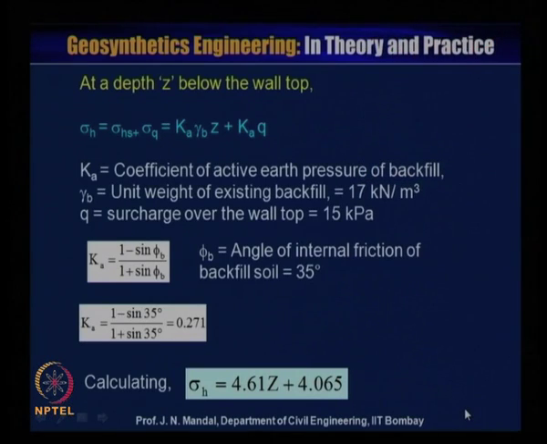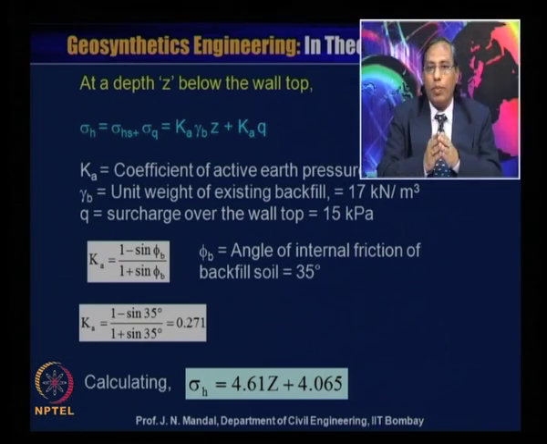Now at any depth Z below the wall top, you can calculate. That means sigma H is equal to sigma Hs plus sigma Q, and sigma Hs is equal to K gamma B into Z plus K into Q, where K is the coefficient of active earth pressure of backfill, gamma B is the unit weight of the existing backfill, that is 17 kilonewton per meter cube, and Q is the surcharge over the wall top, that is 15 kilopascal.